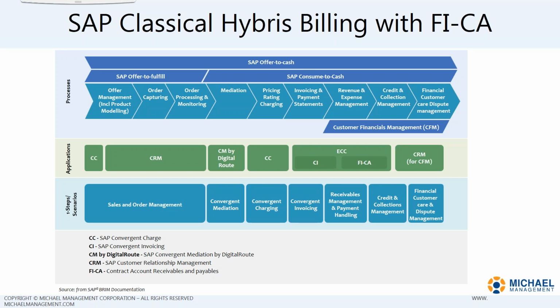So let's first talk about the SAP classical Hybris billing with FICA. Now, if you look at the process part at the top right, the broad process is called the SAP offer to cash, which is broken up into two subcomponents: the offer to fulfill, which takes care of the order management all the way to the fulfillment part, right? So the customer ordered a product or a service, and here's how we fulfilled it. And then the second part is the consume to cash, which is based on, once the customer starts using the product, how do we measure what they're using? And then rate and charge it, and then invoice the customer in a way that makes sense for them.